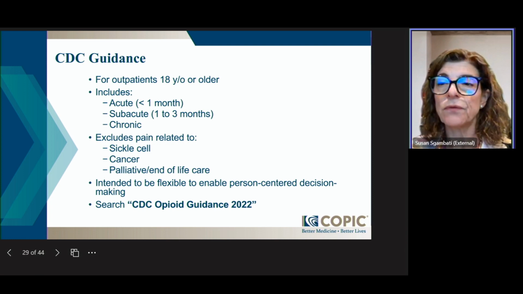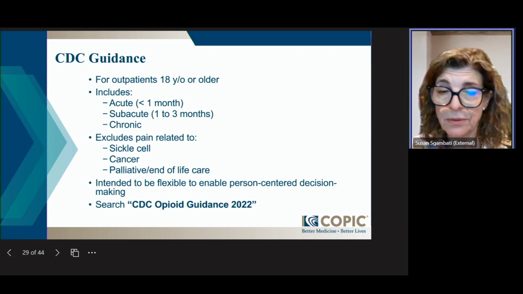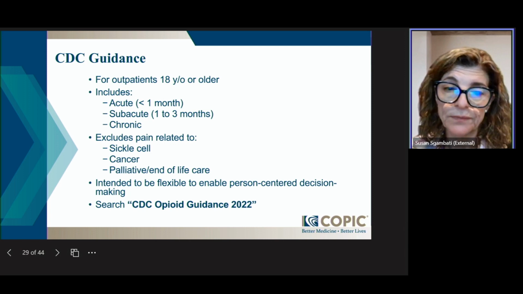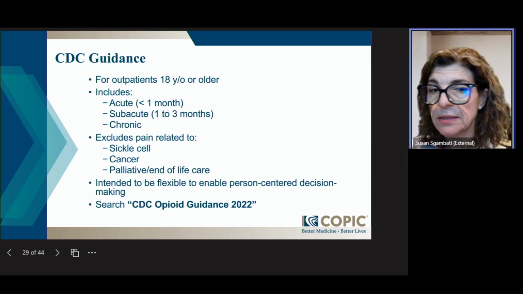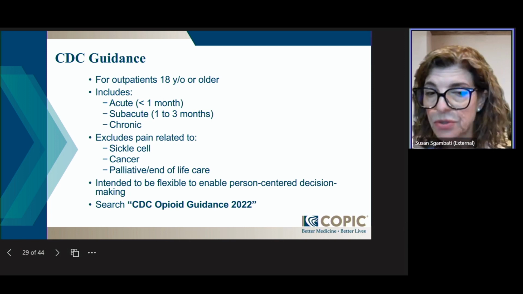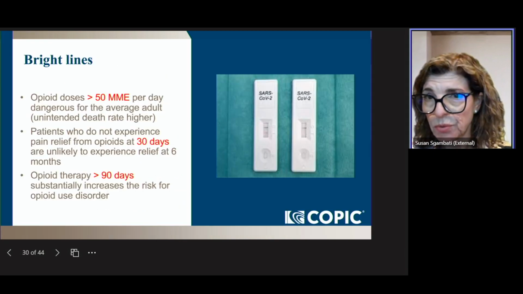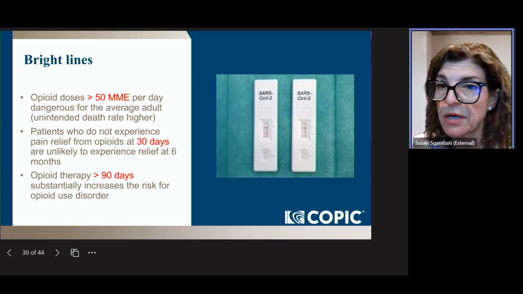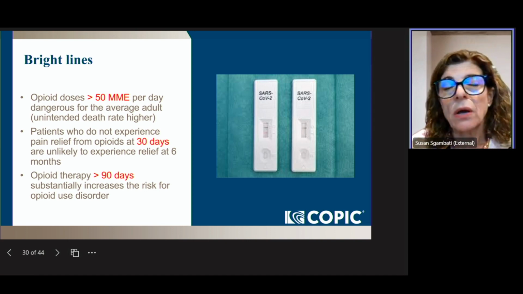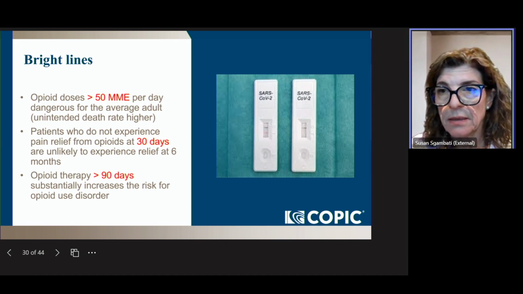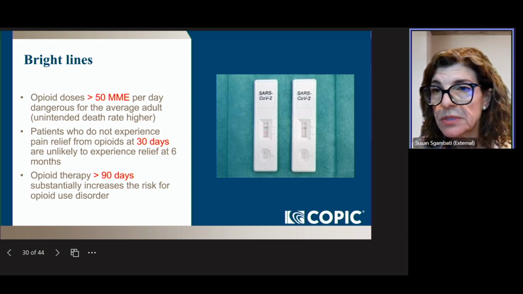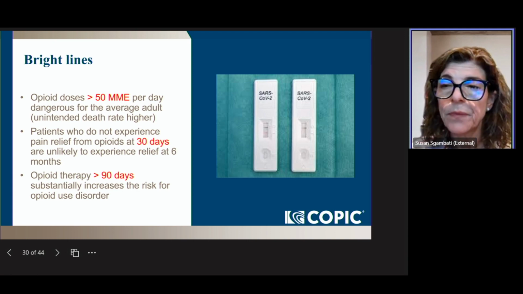If you want, furthermore, there's a huge document you can look at. Just Google CDC opioid guidelines, guidance rather, in 2022. So what is going to help you not draw attention to yourself? And we call these kind of bright lines. Lines in the sand that if you are prescribing over these guideposts, you will draw attention to your habits.